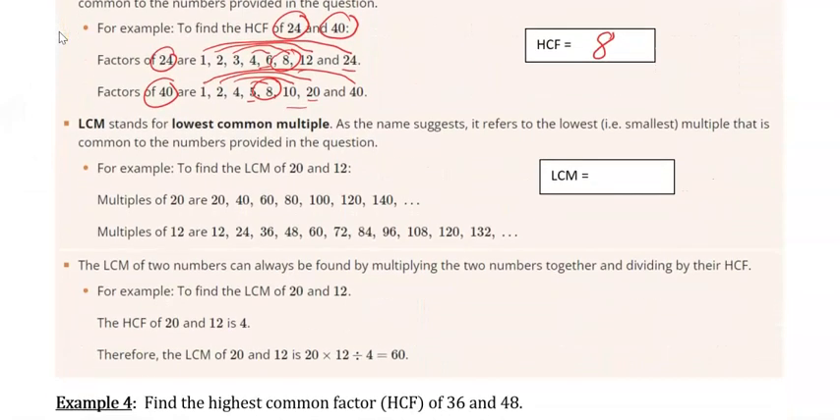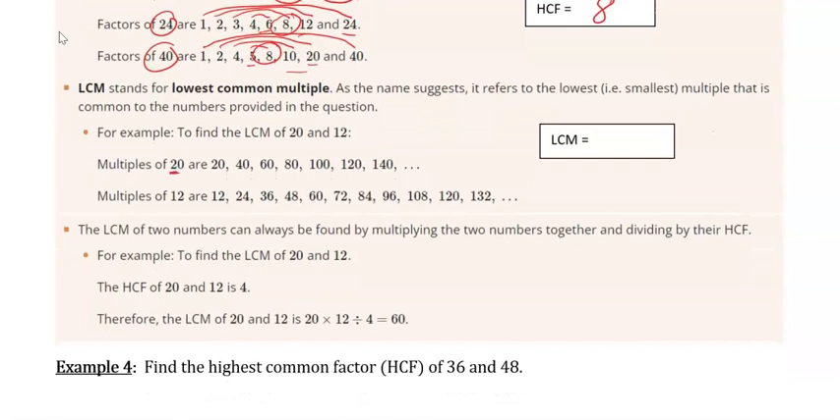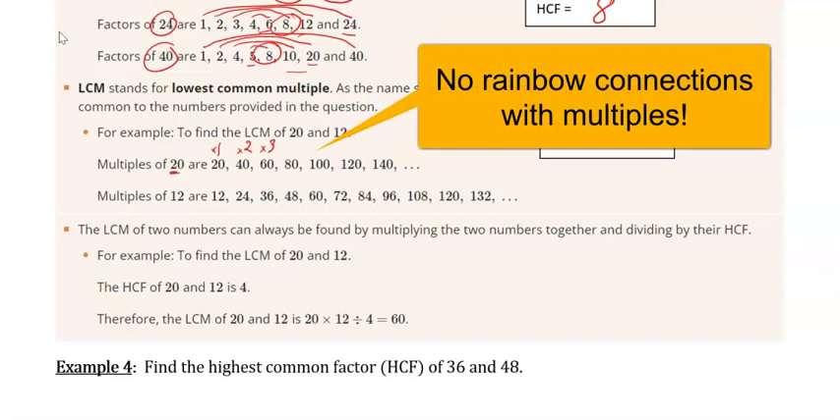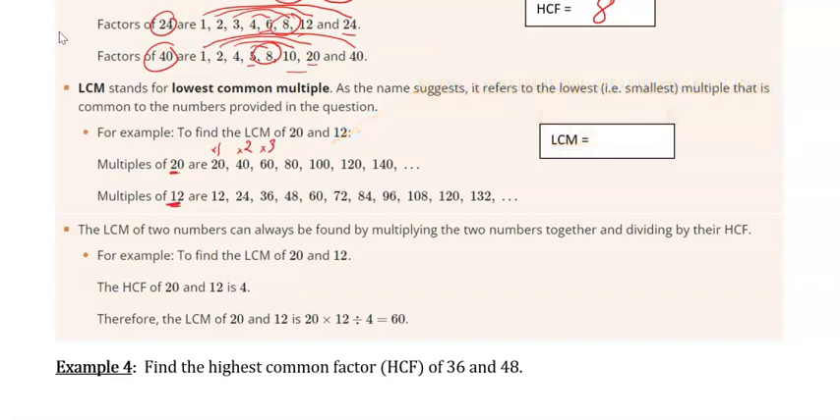So again, a factor is going to be smaller or the number itself. The lowest common multiple is going to start with that number, in this case 20, and it's going to be 20 times 1, 20 times 2, 20 times 3, and the same with the other number. So between 12 and 20, I wonder if you can see that the lowest common multiple is the first one that we come to in common.